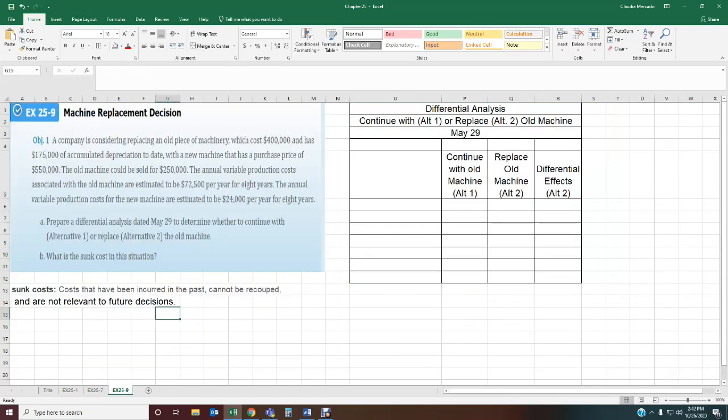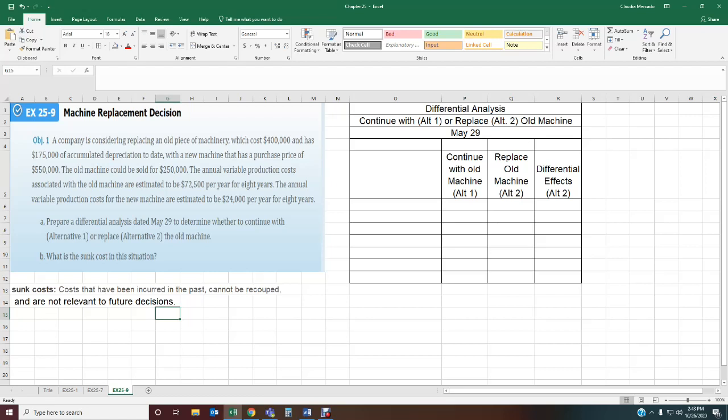Now, this is the last problem that I'm going to be going over, and this is where we have an existing piece of equipment. We have to determine whether we keep that old equipment or we replace it with a newer piece of equipment. So all of these are business decisions that you have to make as the manager, as the owner, as the leader of your organization. You have to make the decision that is best for the company.